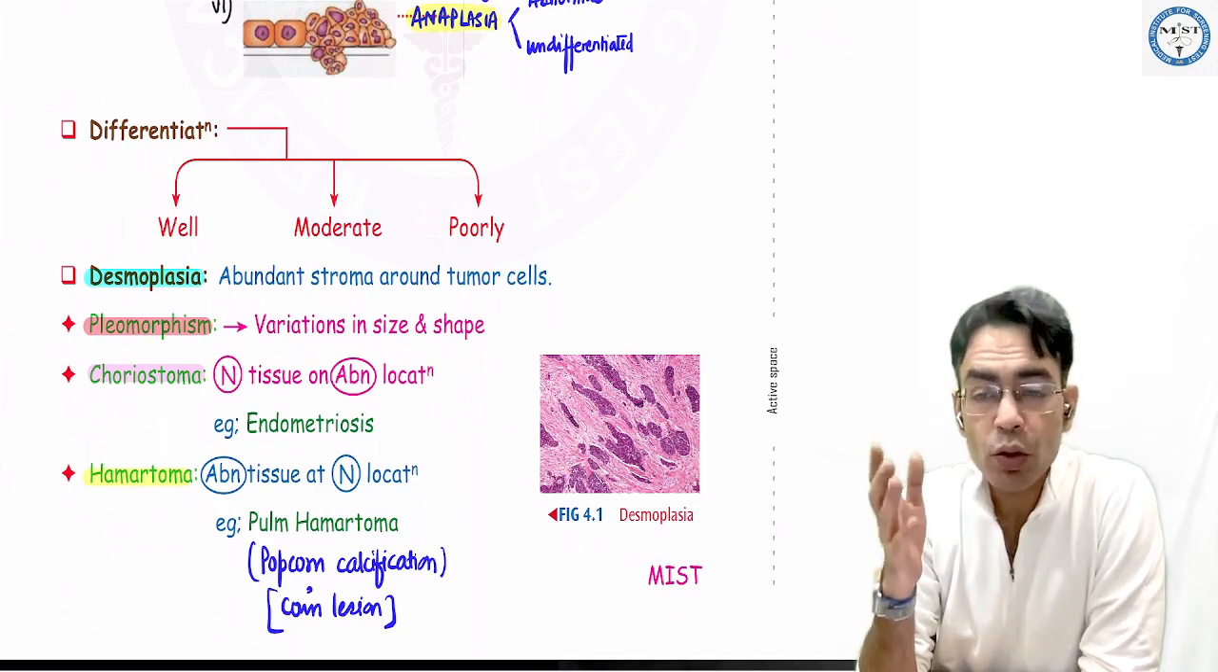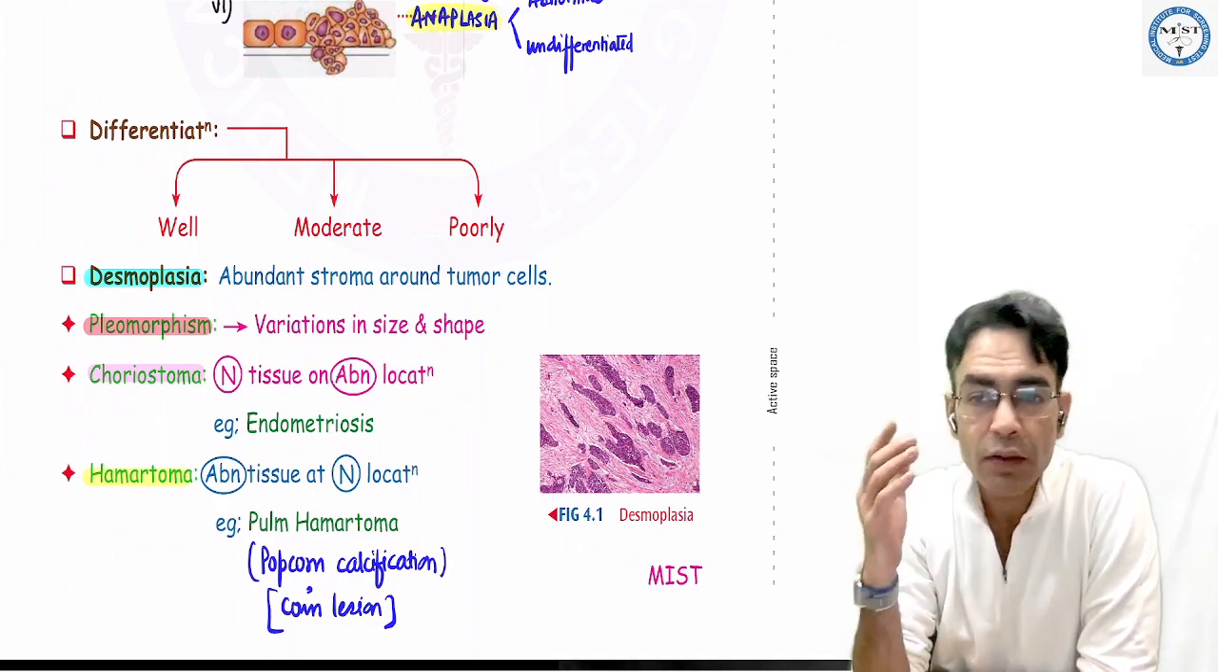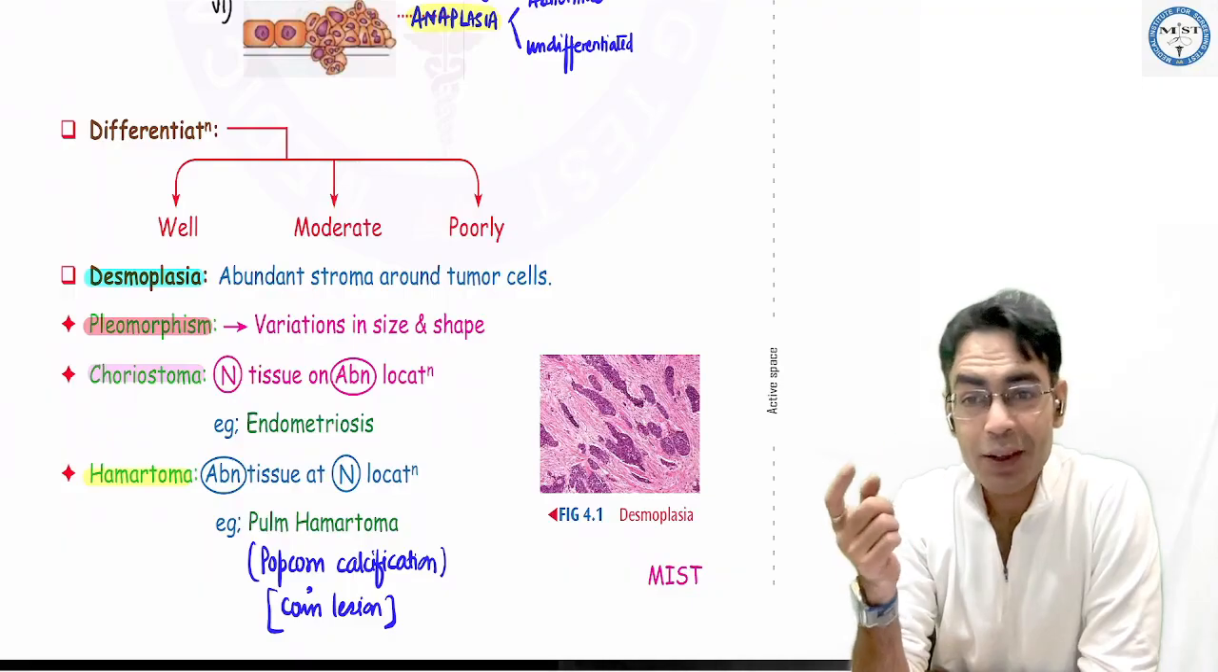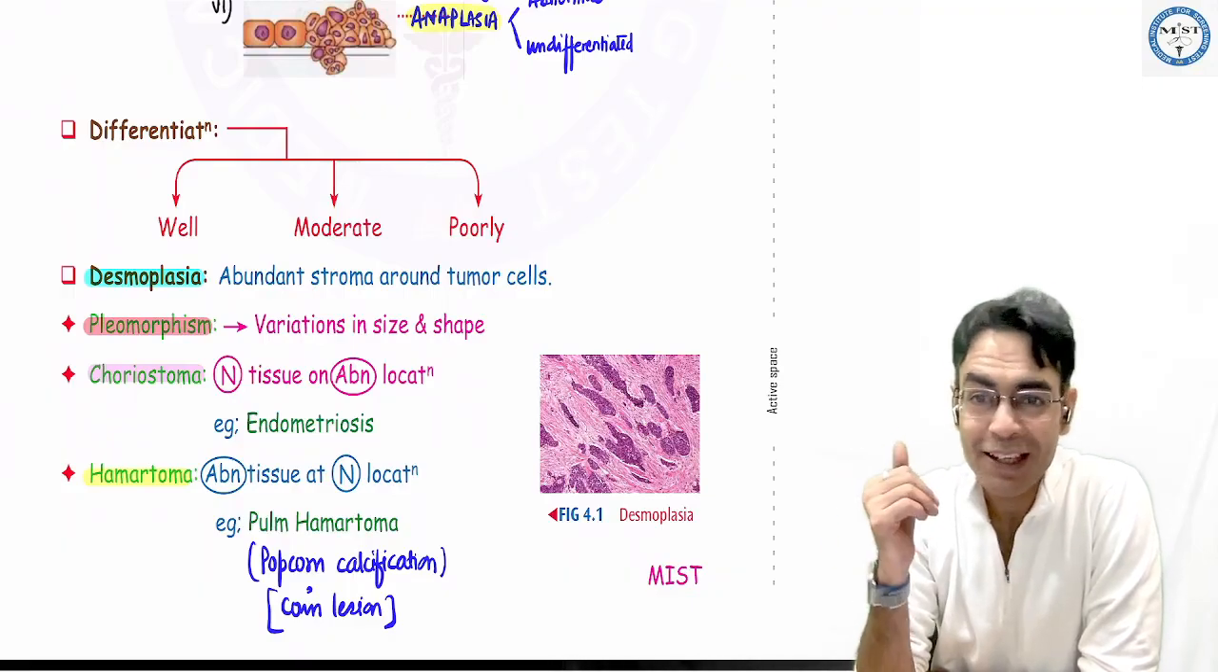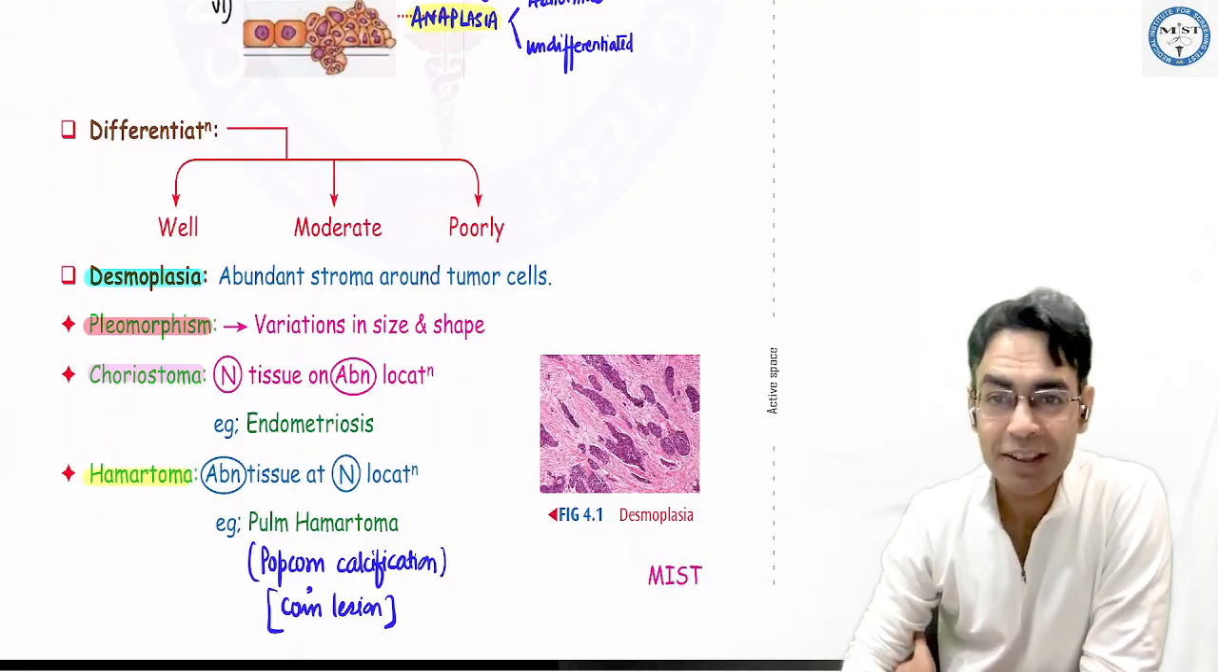And the example of hamartoma is pulmonary hamartoma, where you see popcorn calcification or coin lesion. In choristoma, it is endometriosis. You must have read in gynecology in the recent classes.